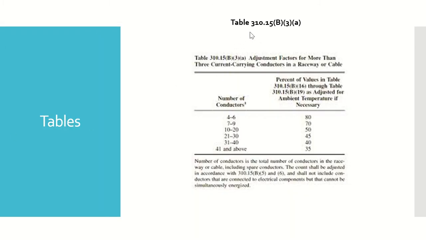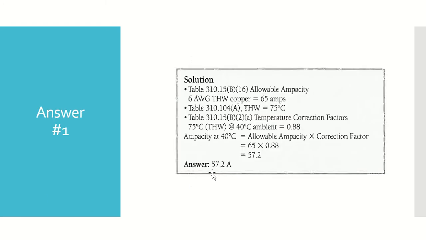We do not need to use table 310.15(B)(3)(a) because we had no more than 3 current carrying conductors, so we didn't have to make any adjustments here. Here's our final answer of 57.2 amps. And again, 65 times 0.88 gave me 57.2. That's how much current that wire would be able to carry on it without damaging the actual cable itself, the wire itself.